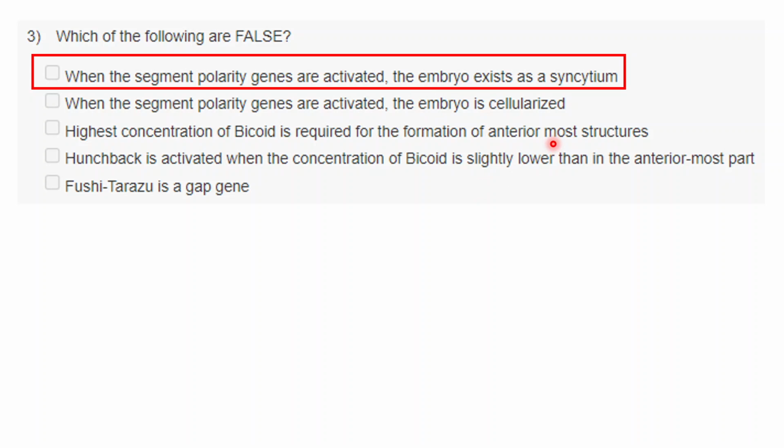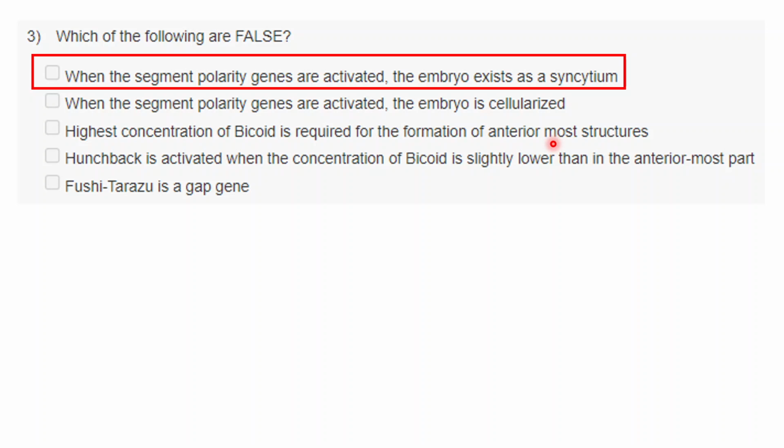Just in the previous question, I gave a hint for the answer. Maternal effect genes, gap genes, as well as pair rule genes express when the embryo is still in syncytium. But segment polarity genes and Hox genes come up when the embryo is cellularized. So you just have to remember the order of hierarchy and then you're good to go.